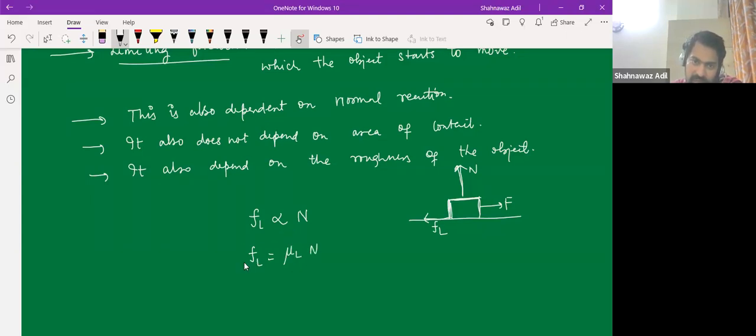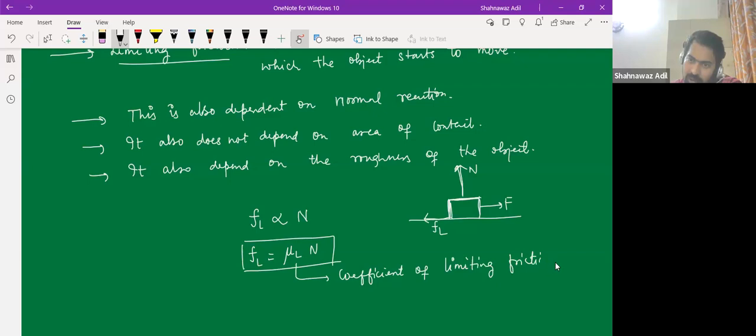And so this is called the coefficient of limiting friction. Is it FL? Yeah, this is FL, limiting. So L means limiting.